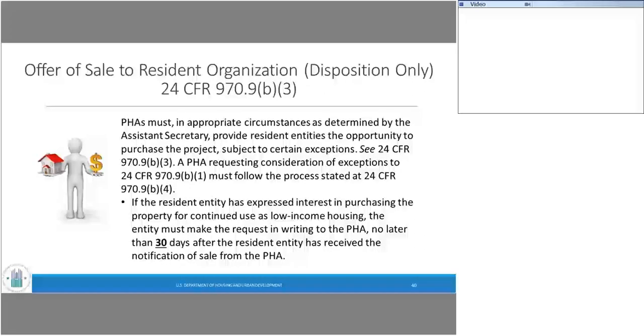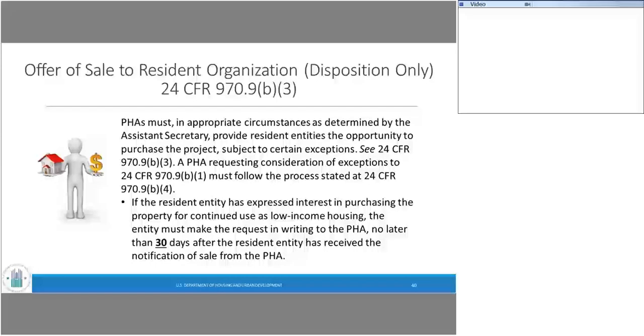If that's not the case, and the resident entity has expressed interest in purchasing the property for the continued use of low-income housing, the entity must make the request in writing to the PHA no later than 30 days after the resident entity has received notification from the PHA. And so here's what we don't want the PHAs to do. We don't want you to have a verbal conversation with us and say, I'm verbally confirming that the resident organizations don't want to buy this property, so we're just going to move forward with it. That is unacceptable. That is not justified proof.